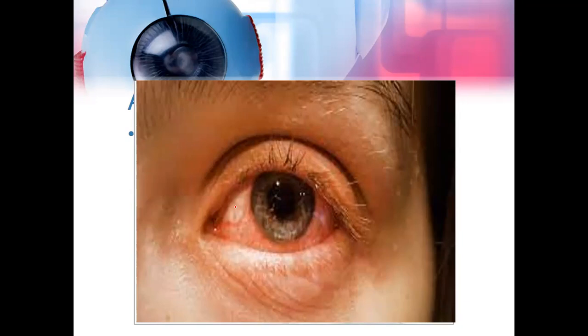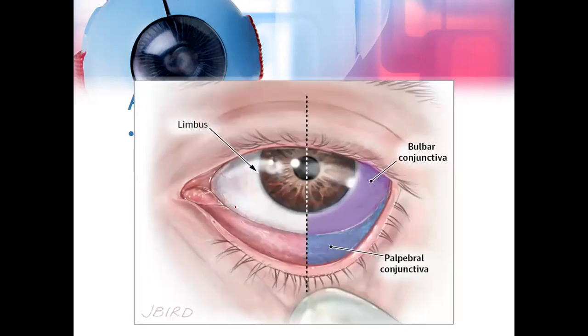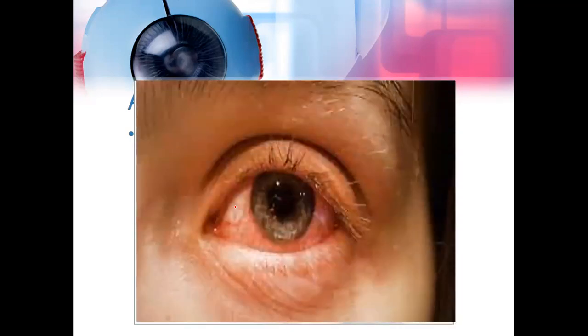So it would be conjunctivitis. That is mostly related to the bulbar conjunctiva, because there are some diseases that are related to the palpebral conjunctiva. So maybe some professor of yours asks you what kind of conjunctiva is affected by, for example, an allergic process or maybe an infectious process, it would be the bulbar conjunctiva.